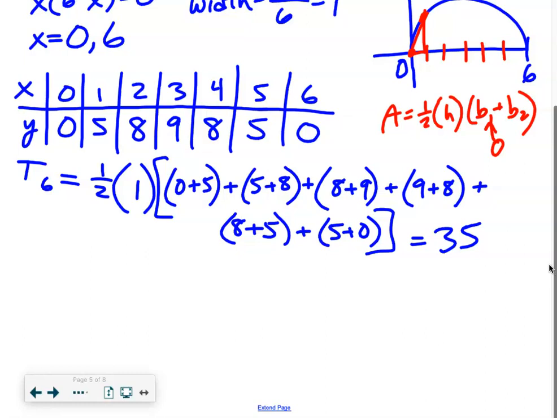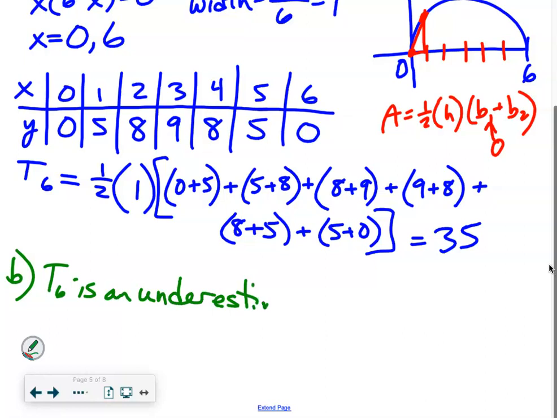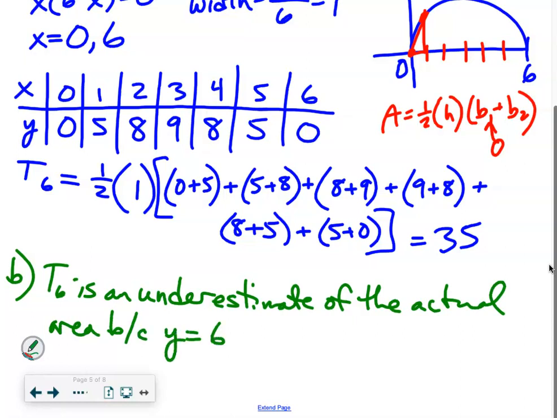All right. So, over or underestimate. Is this shape concave up or concave down? Concave down. So, is this going to be an over or an underestimate? This is an under. So, T sub 6 is an underestimate, or less than the actual area, because y equals 6x minus x squared is concave down. And it's concave down everywhere, so we just write that. Okay, good. Any questions on this one?